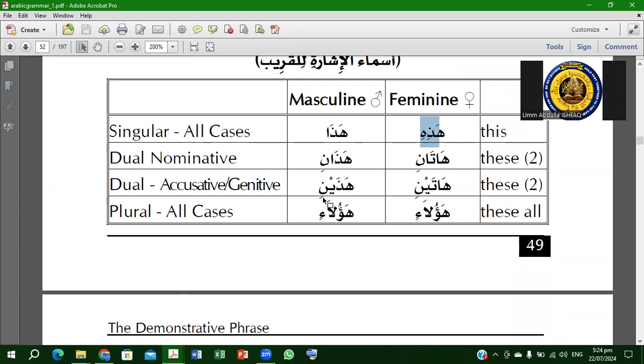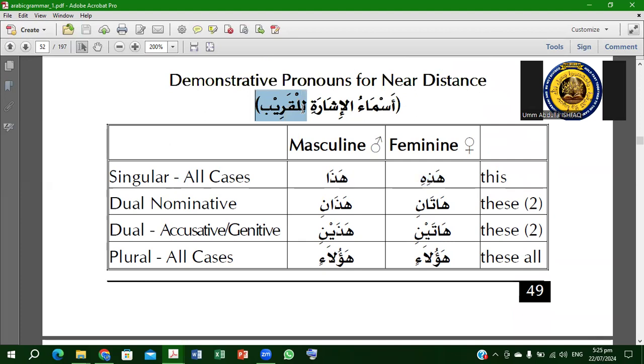So pointers will be either for nearby things. Yani for example, if I want to say this phone, so I say haza jawalu. Jawal means mobile. Okay. So for example, I want to say this book, right? So I will say hadal kitabu, hada this, and for far it is dhalika. So this is for qareeb, right? Qareeb for near distance, hada, haulai for plural, haza for singular, and these are for female, okay?